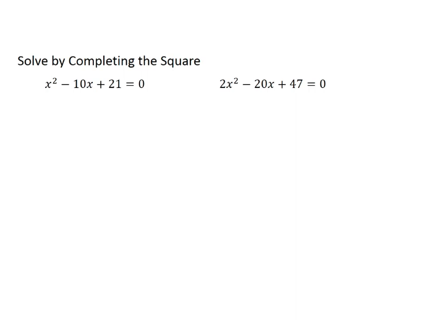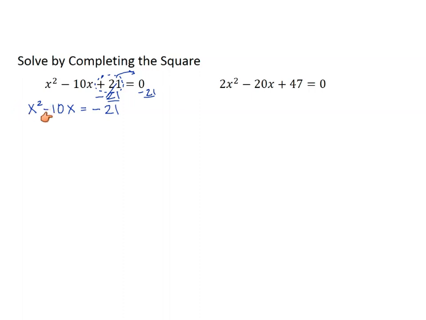Completing the square can also be used to solve. Let's take a look at that method. So we're going to do the same series of steps. We want to get the x squared and the x term alone, which means this term needs to move over. So we'll have x squared minus 10x equals, if we subtract 21 from both sides, we'll get negative 21.